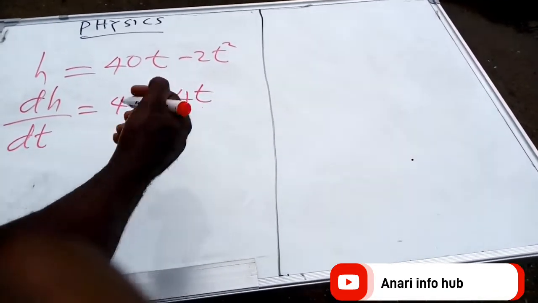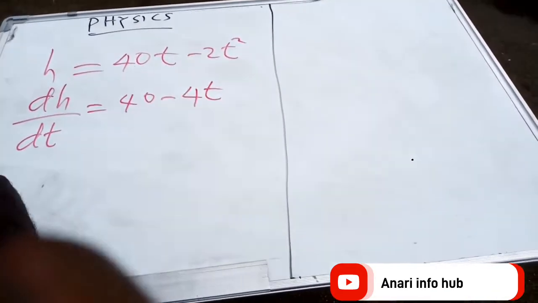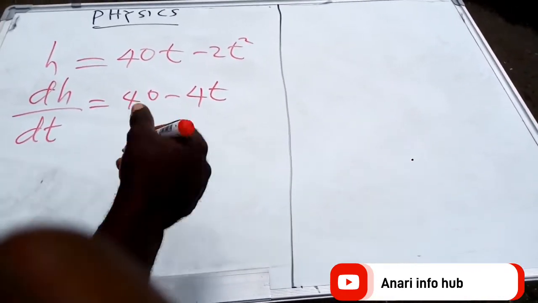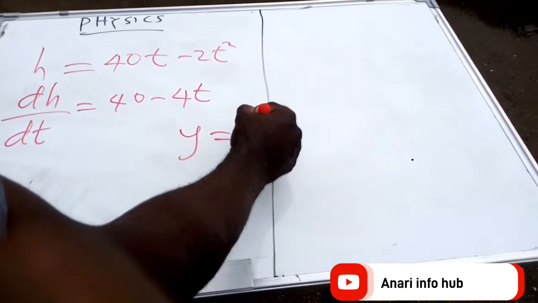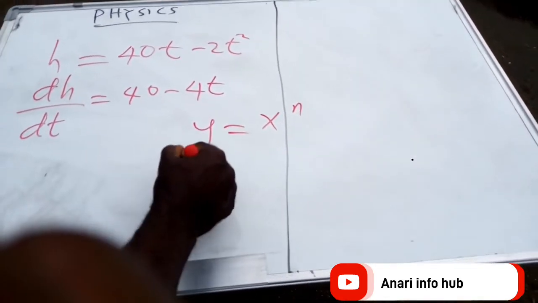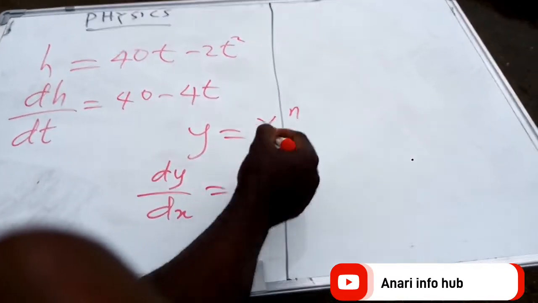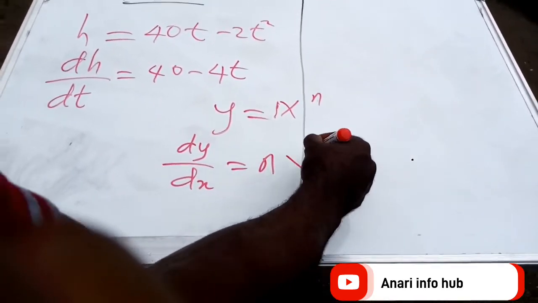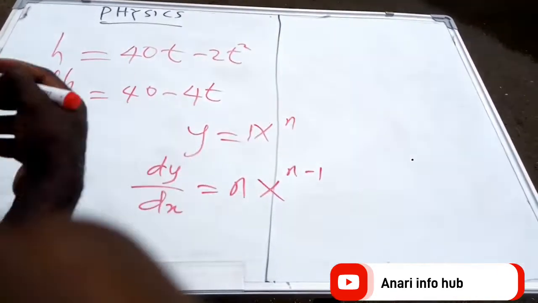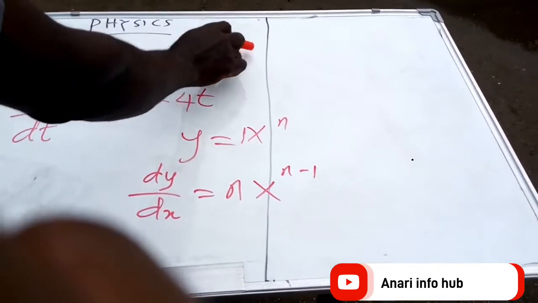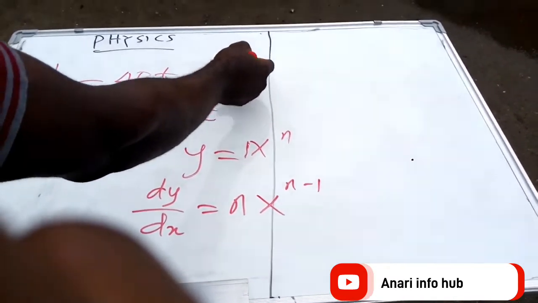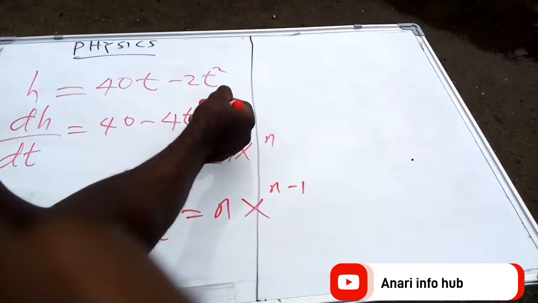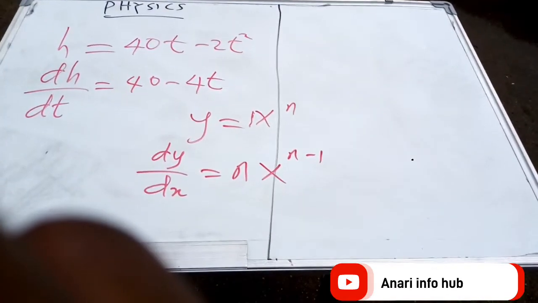Remember that what we are doing here is a principle in differential calculus in mathematics, where we say that if y is equal to x raised to power n, then dy/dx is equal to n times x raised to n minus 1. You take away 1 from the power, so if you take away 1 from 2, you are left with 1. So t raised to power 1 is the same thing as t. That's why we have 4t.